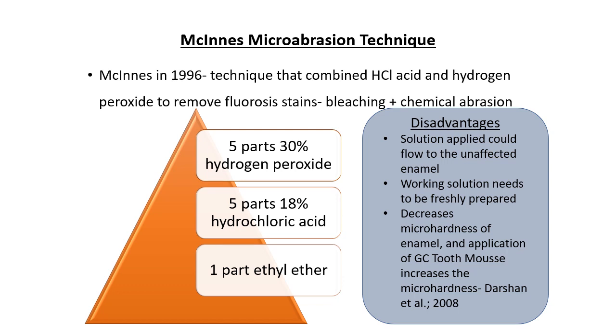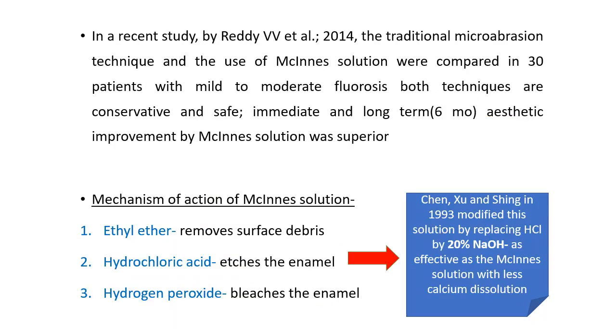Disadvantages are that the solution applied could flow to the unaffected enamel. The working solution needs to be freshly prepared. It decreases the micro hardness of enamel, and application of GC Tooth Mousse increases the micro hardness as well. The mechanism of action of McKean solution: ethyl ether removes the surface debris, hydrochloric acid etches the enamel, and hydrogen peroxide bleaches the enamel.